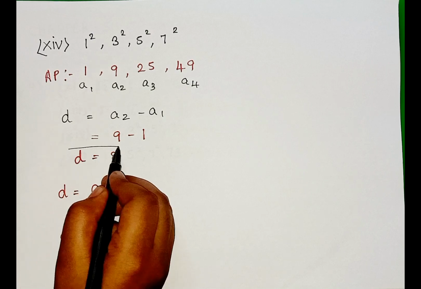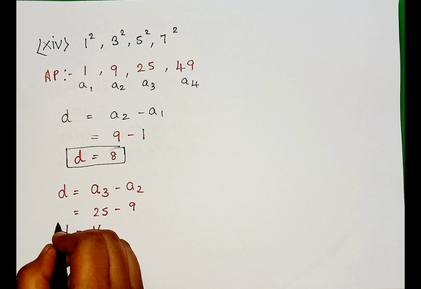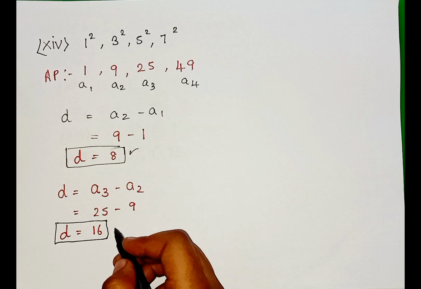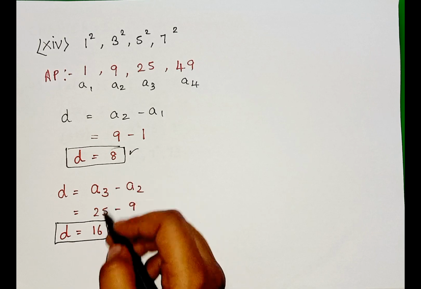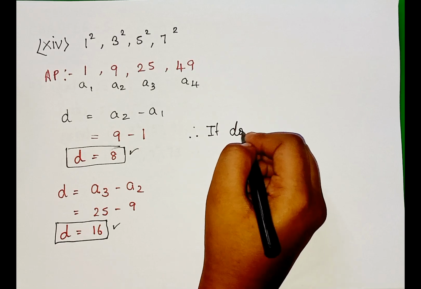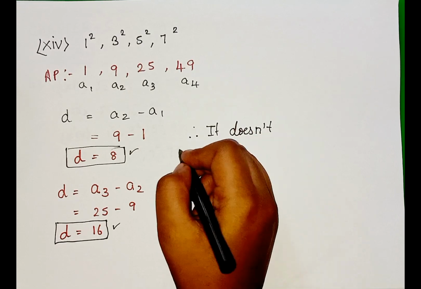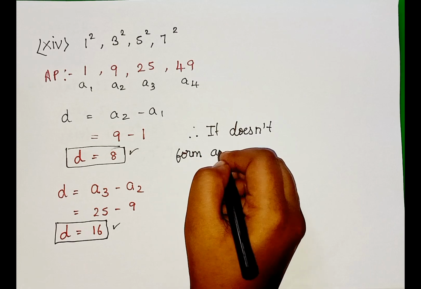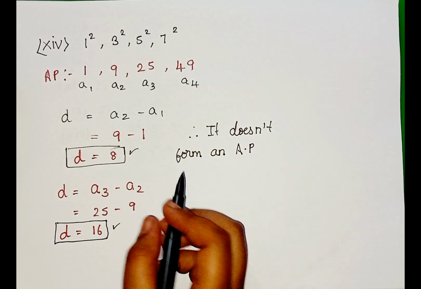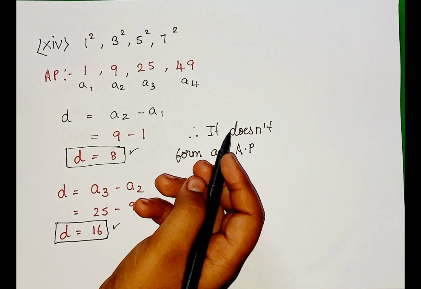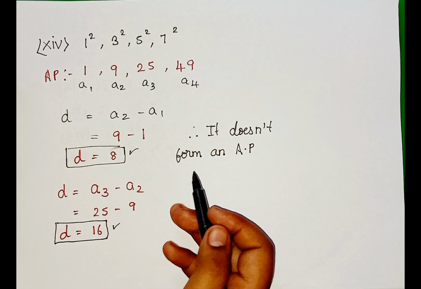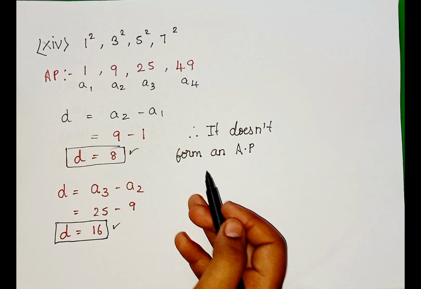Alright, so we got the common difference, isn't it? So now the question is, are they similar? When you check it out, they are not similar. So since the numbers are different, we can write it doesn't form an AP. If it doesn't form an AP, then no need to find the 3 more terms. According to the question, if it forms an AP, we are supposed to find the 3 more terms. So here it doesn't form an AP, so no need to find the 3 more terms.